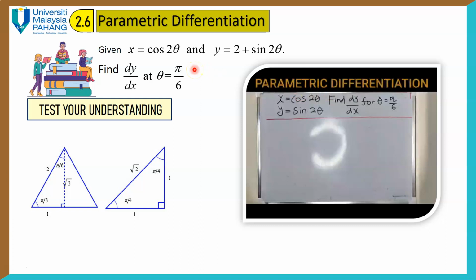Okay, so let's look at this example. Same problem, but this time a different parametric equation, still in terms of theta. Let's say you are given x equal to cos 2 theta and y equal to 2 sin 2 theta. You are asked to find dy dx at theta equal to pi over 6. So how to solve this? Let's look at this video.